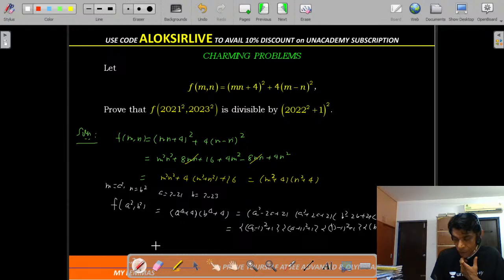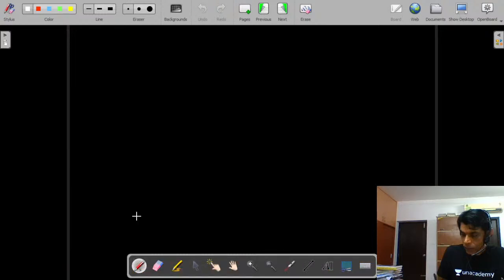Okay, now let me turn the page and go to the next one. So if I go to the next one, it will be this way. Now I will put these values, 2021. So let me copy it on the next page also, because it will be easy for you to view it. So I got f of 2021 squared and 2023 squared. Look at it, this is 2021 to the 4 plus 4 and 2023 to the 4 plus 4.